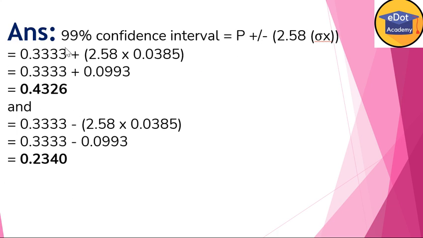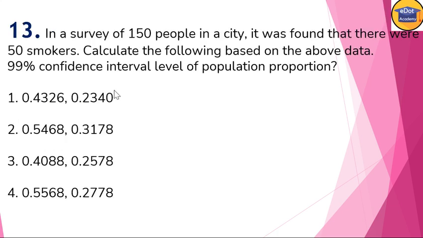P is the same here, 0.333 plus 2.58, the Z multiplier, and standard error 0.0385. First you multiply, then you add it. So we are getting 0.4326, and after multiplying you subtract, then we are getting 0.2340. So what is the correct answer here? Option 1 is correct here. These type of case studies are asked very frequently.